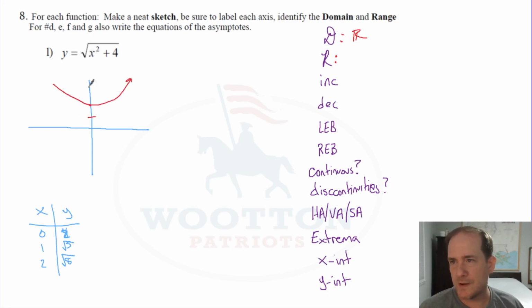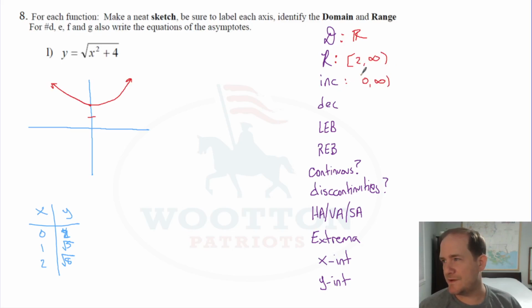So the domain was all reals. The range will be 2 to infinity. Increasing interval would be 0 to infinity. Decreasing is negative infinity to 0. The left end behavior and right end behavior are both going to infinity. I'm not going to write it out because I'm getting bored.